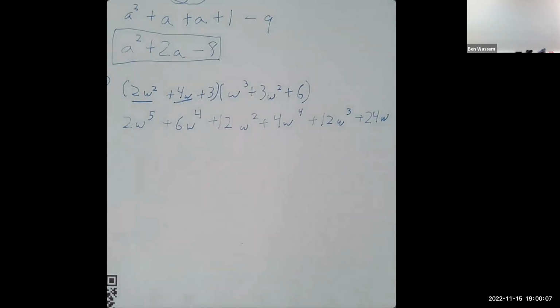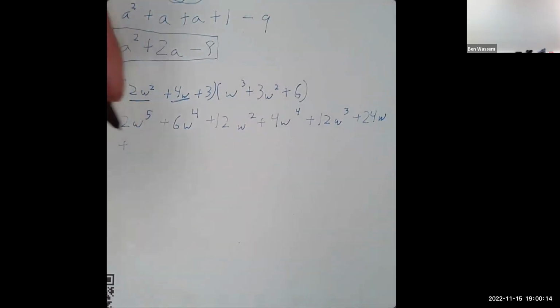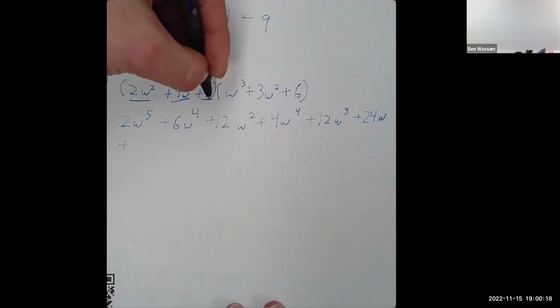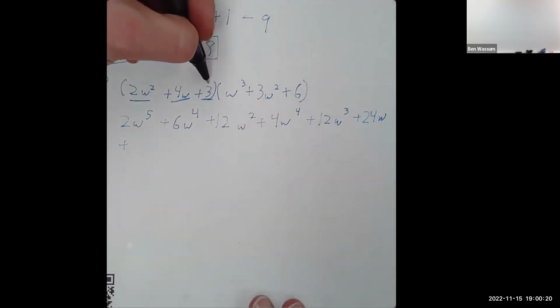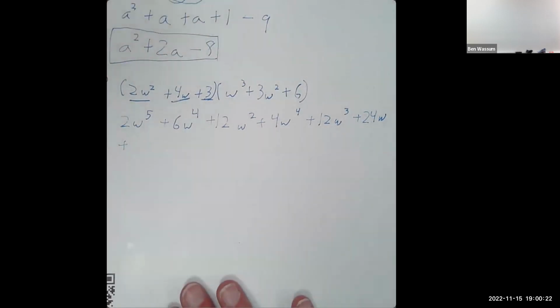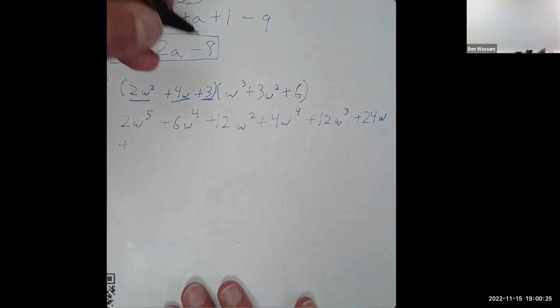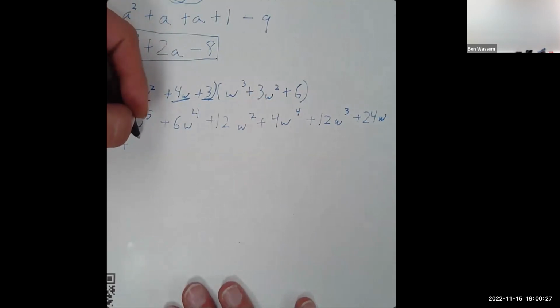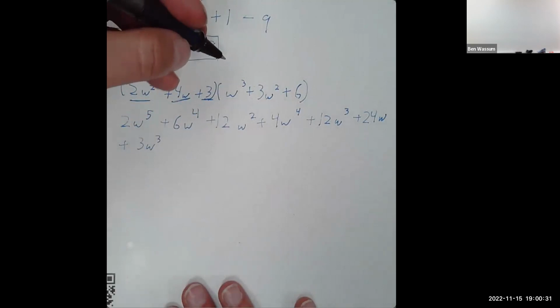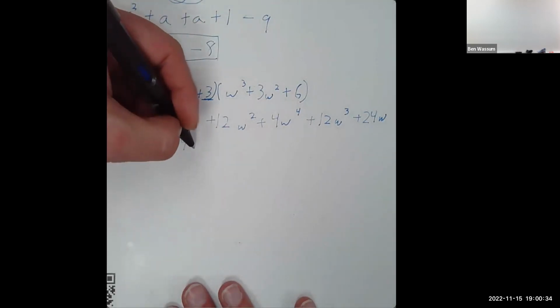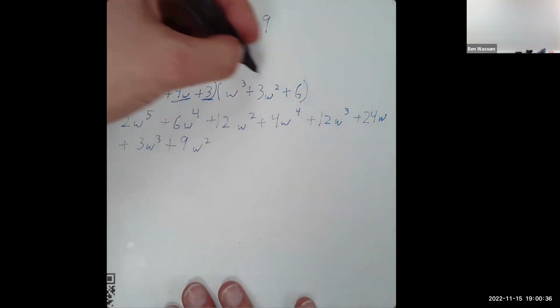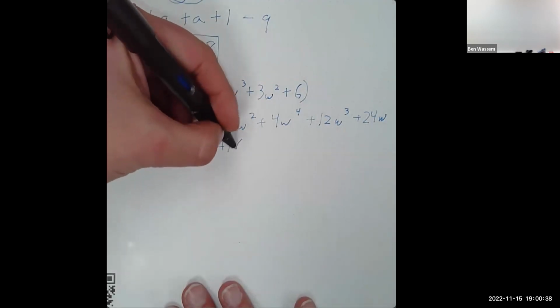Well, now we have the problem that I'm running out of space, right? Fear not, I'm just going to start a new line. Then we move on to the next one. In fact, the last one. That 3 is going to multiply onto all of these, which is a lot nicer to multiply because we don't have to worry about the variables. 3 times w cubed is 3w cubed. 3 times 3w squared is 9w squared. 3 times 6, 18.